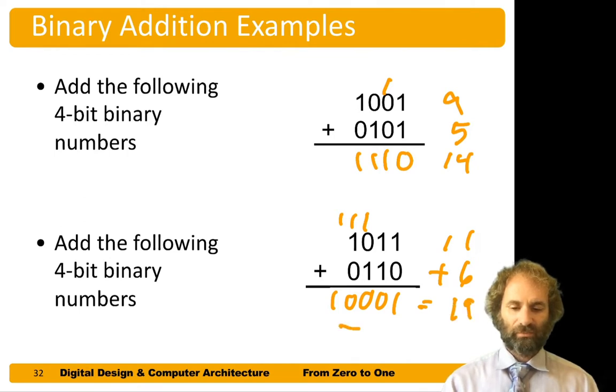That's correct, but our answer is no longer 4 bits. This is called overflow, where we have another digit beyond what we started with.